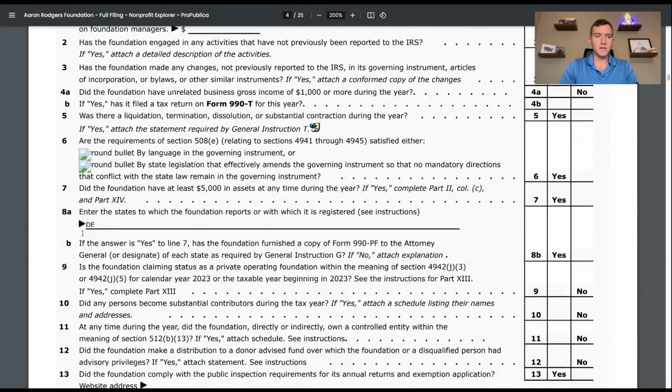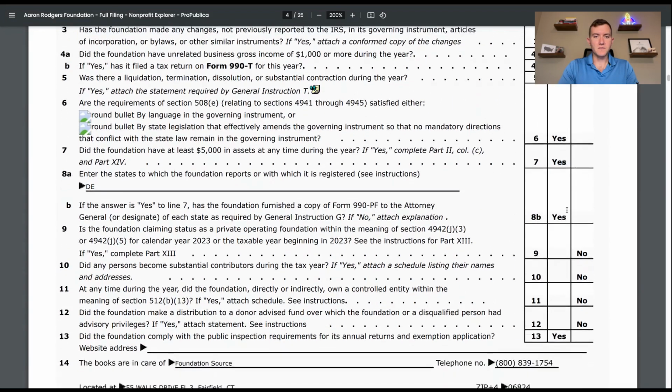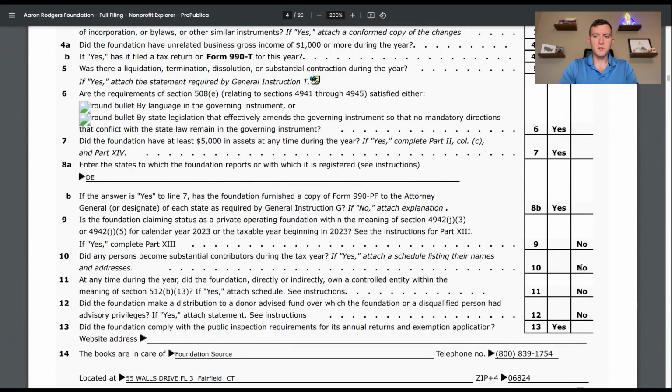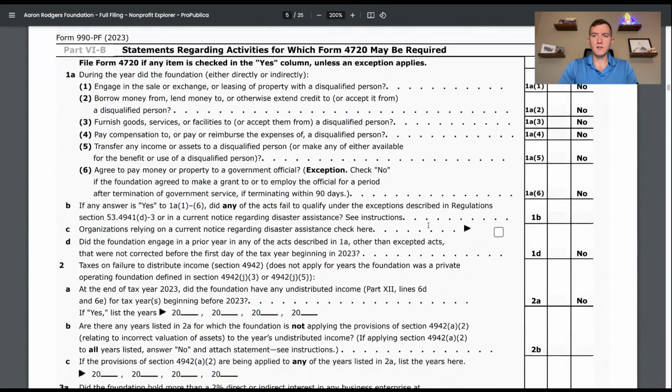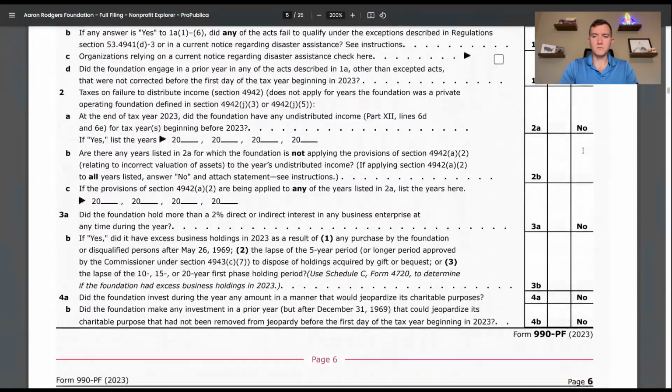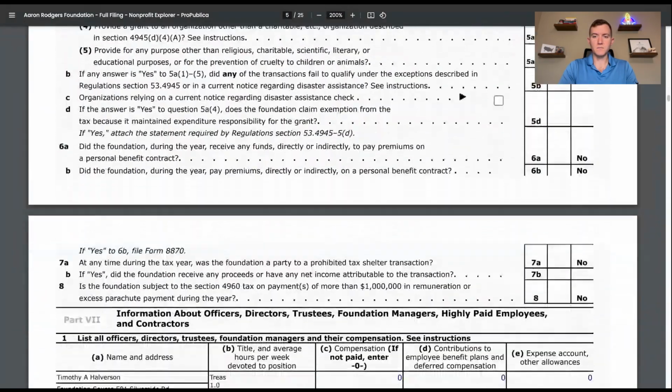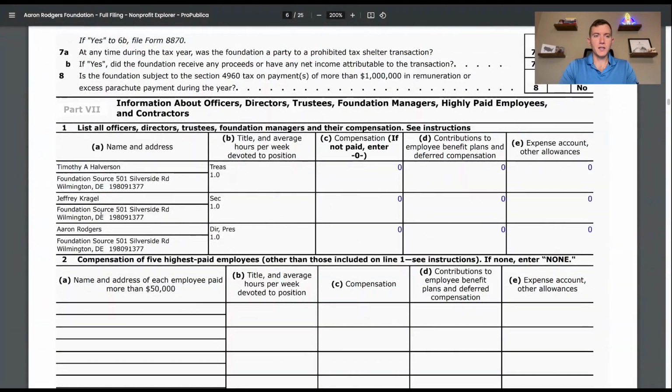Yes. They have Delaware. The foundation did have more than $5,000 in assets. Nobody became a substantial contributor because he already was a substantial contributor. Books are held in there. All no. See, these are all filled out. Again, you can see Aaron Rodgers listed as the director and president, not his address.